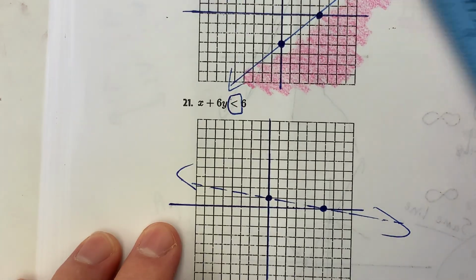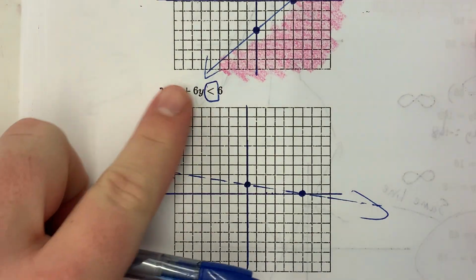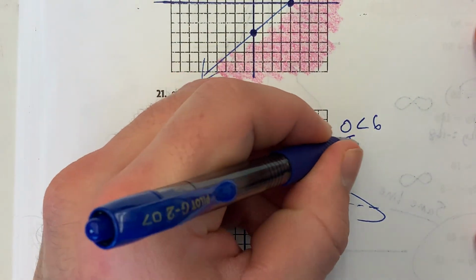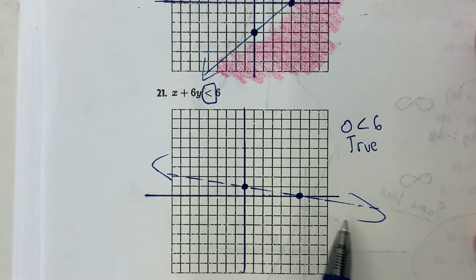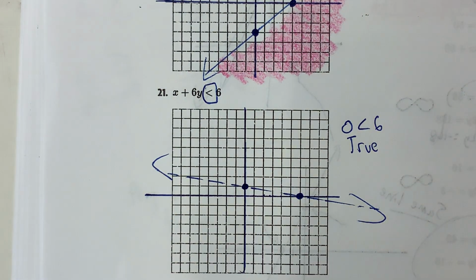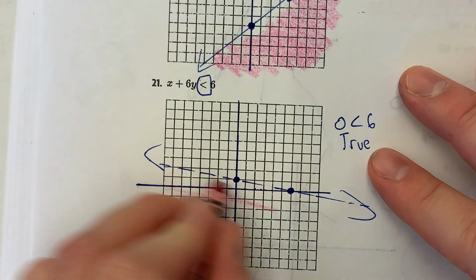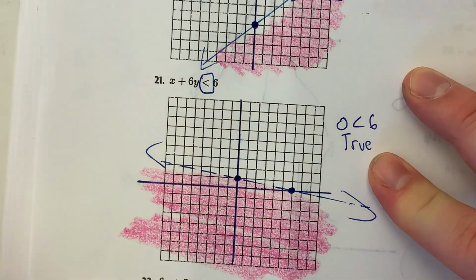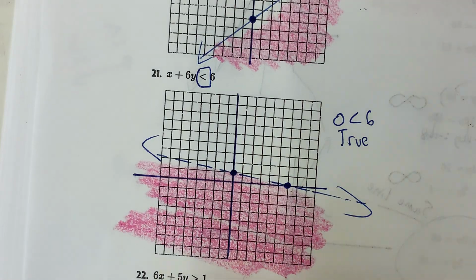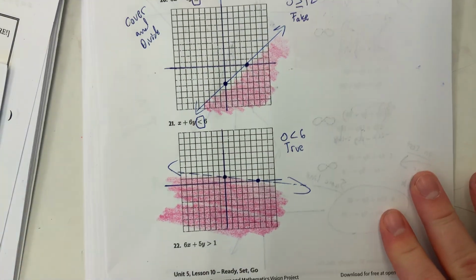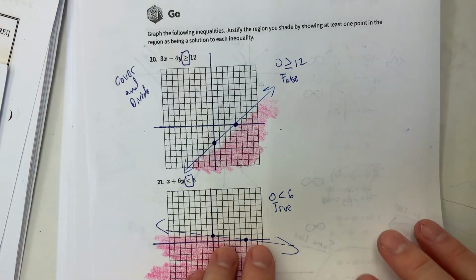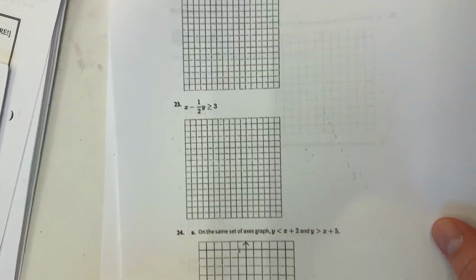And let's see how to shade. 0, 0. 0 is less than 6. That's true. So we're going to shade with the origin, which is down. And let's see who had that right. If you got them both right on your own, nice job. Turn the page there. There's more to do.